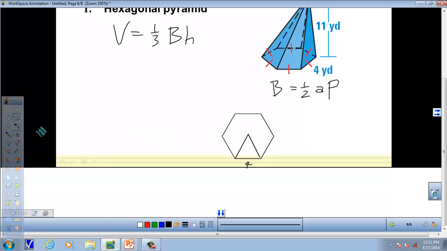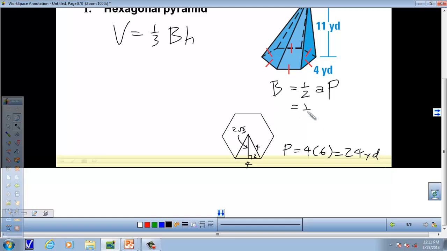That makes those two angles 60 as well. If I draw a line going straight down, we've created two 30, 60, 90 triangles where this length is 2, this length is 4, and the apothem is 2 rad 3. Our perimeter will be found by doing 4 times the number of sides, which is 6. So we get 24 yards there.